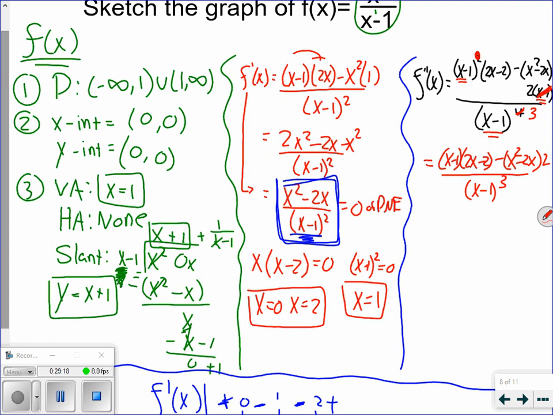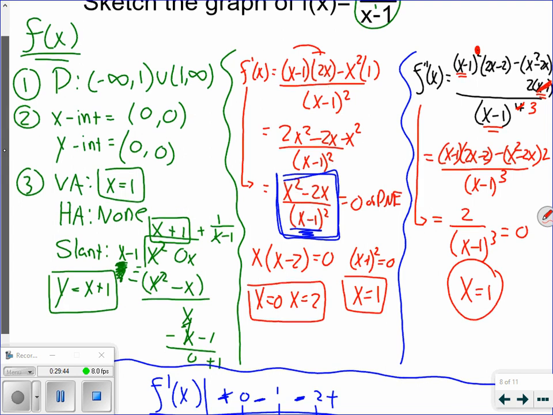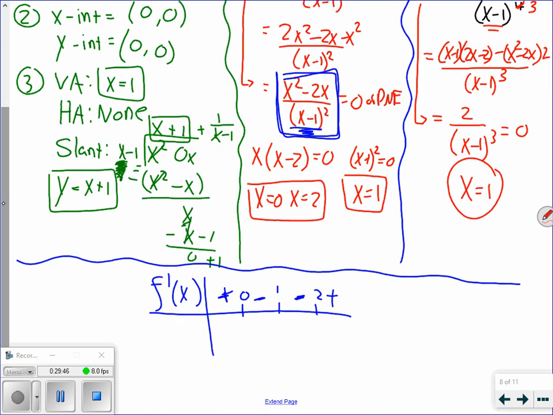And if I were to simplify this down just a little bit more, it actually simplifies out really nicely, and we end up with 2 over (x - 1) cubed. Okay? So that is my second derivative. And the second derivative, if I set it equal to 0 or does not exist, the only point that we get is 1. That is a vertical asymptote that we already found at the beginning. It happens to be an inflection point as well.